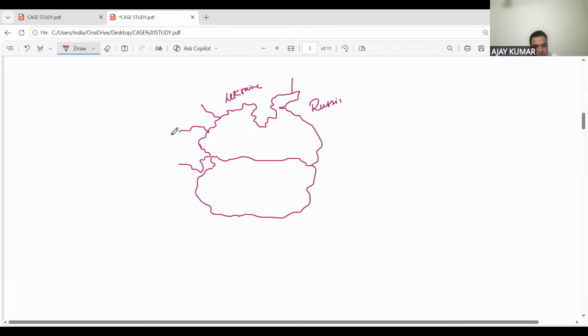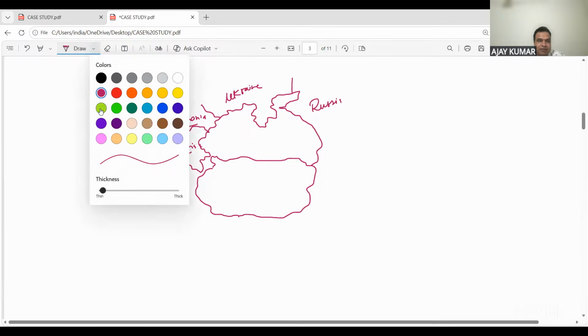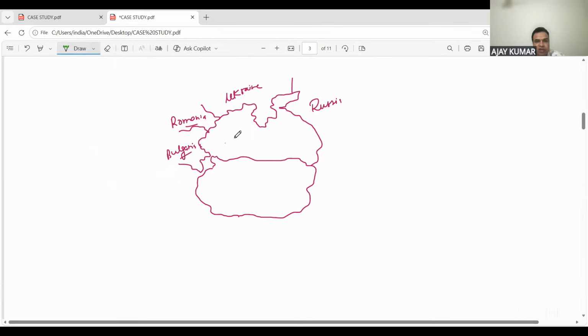Okay, this is Romania. This is Romania and this one is Bulgaria. Okay, this one is the Black Sea. This whole part is the Black Sea.